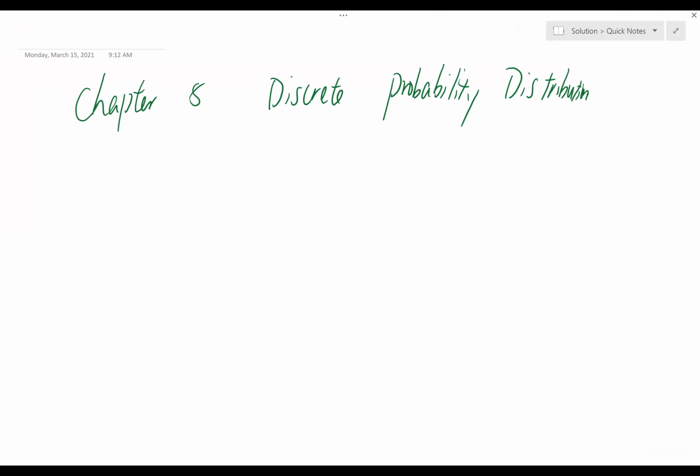Oh, by the way, for the midterm, the midterm covers chapter 1 all the way to 5. Chapter 1 to 5. We may start on chapter 6, but it's not going to be on the midterm. So chapter 6 and after will be on the final exam. Okay.